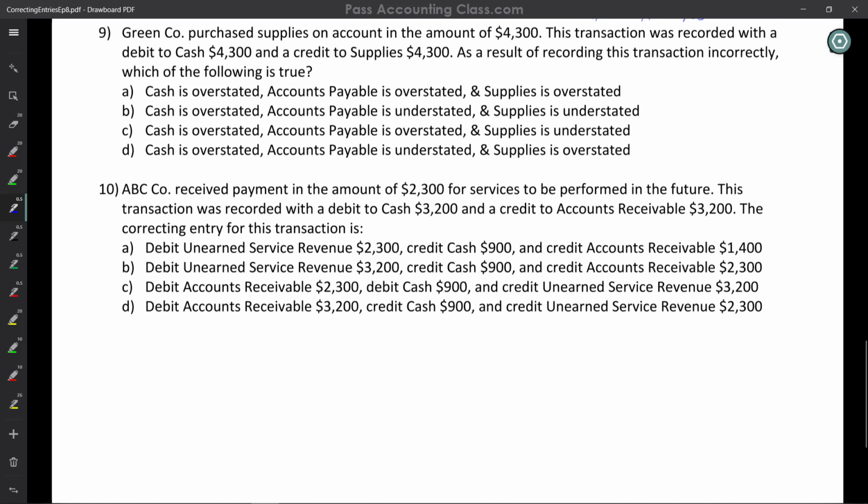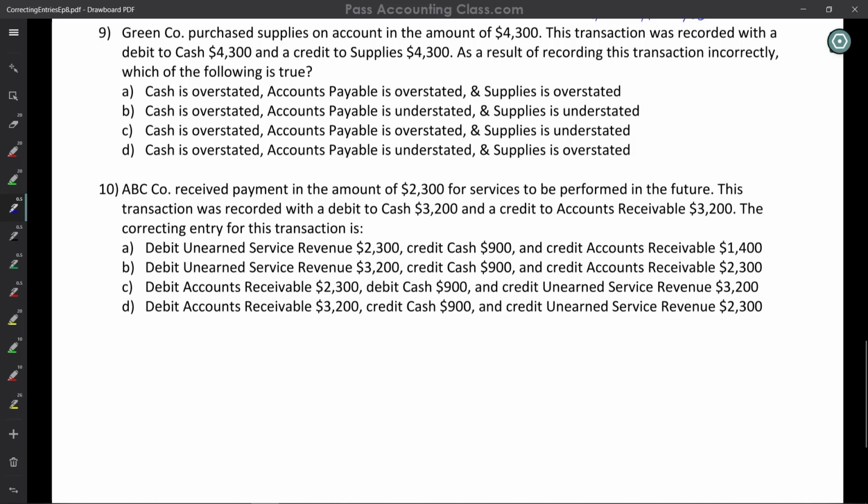For question 9, it says, Greenco purchased supplies on account in the amount of $4,300. This transaction was recorded with a debit to cash for $4,300 and a credit to supplies for $4,300. As a result of recording this transaction incorrectly, which of the following is true? Cash is overstated, accounts payable is overstated, and supplies is overstated. Cash is overstated, accounts payable is understated, and supplies is understated. Cash is overstated, accounts payable is overstated, and supplies is understated. Or cash is overstated, accounts payable is understated, and supplies is overstated.